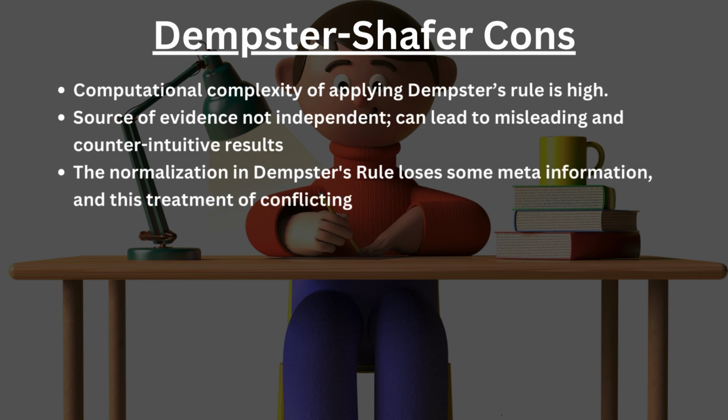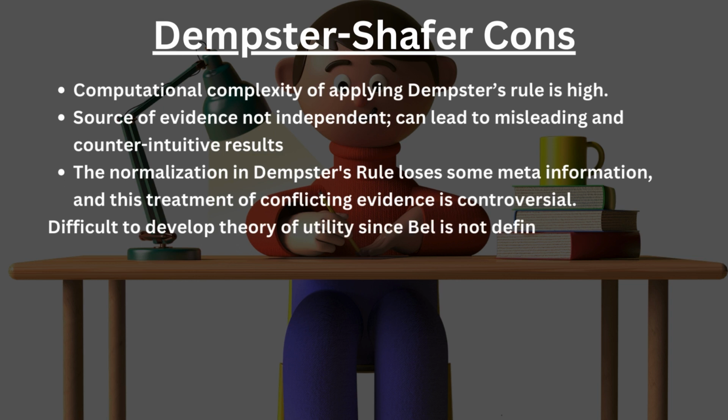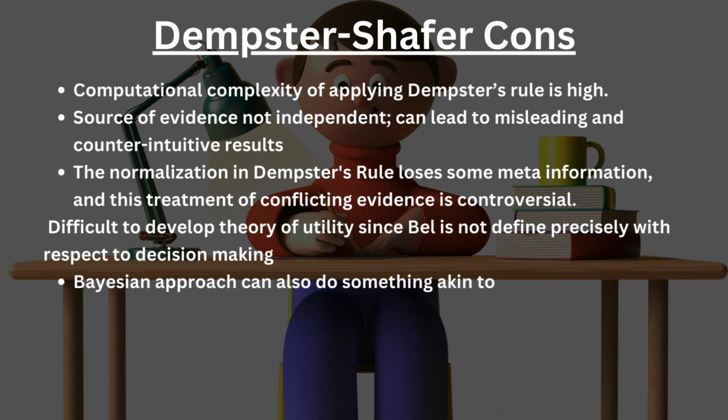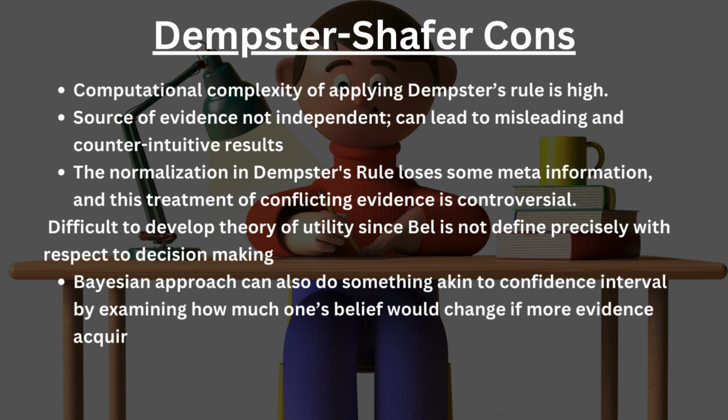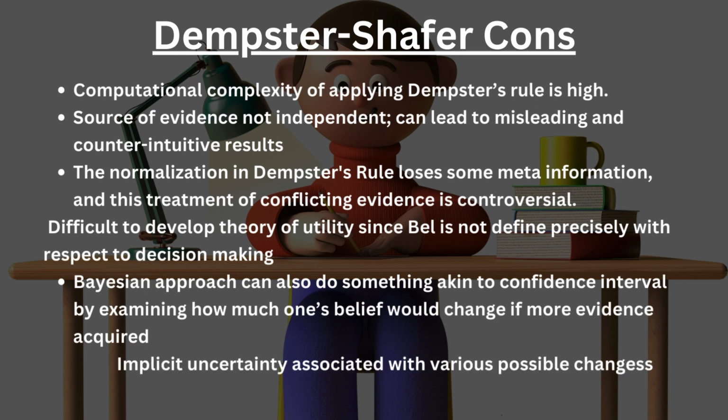DST assumes that the sources of evidence are independent. However, in real world scenarios, sources may be dependent, leading to potential issues. Dependence can result in misleading or counterintuitive results, especially if correlation between the sources is not well understood.